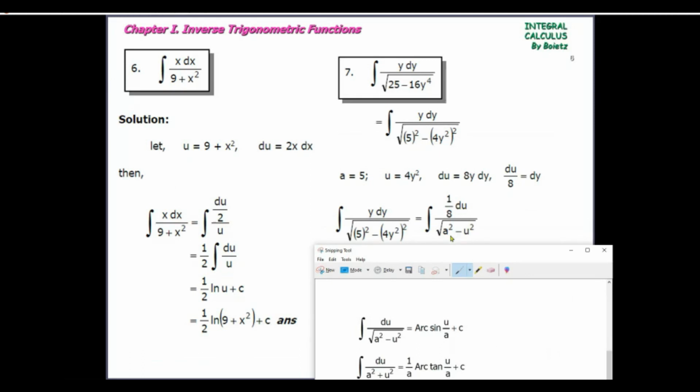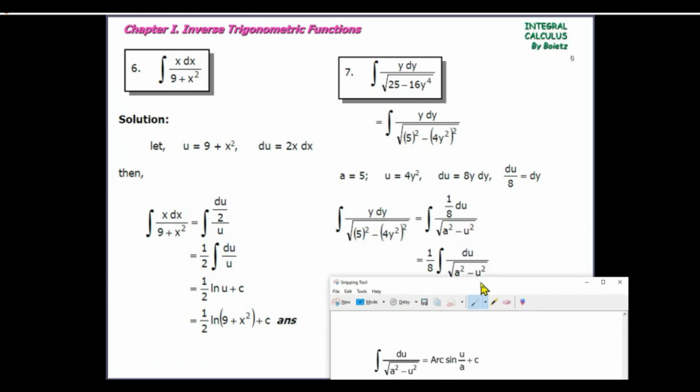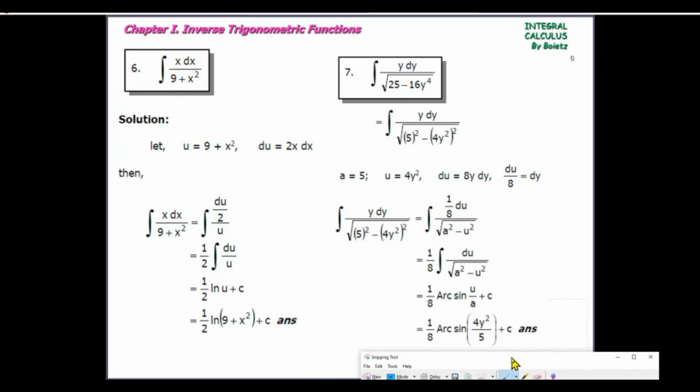Tapos, this one is square root of a squared minus u squared, or 1 over 8 integral of du over square root of a squared minus u squared, or arc sine u over a. So 1 over 8 arc sine u over a, substitute u and a, 4y squared tsaka 5.